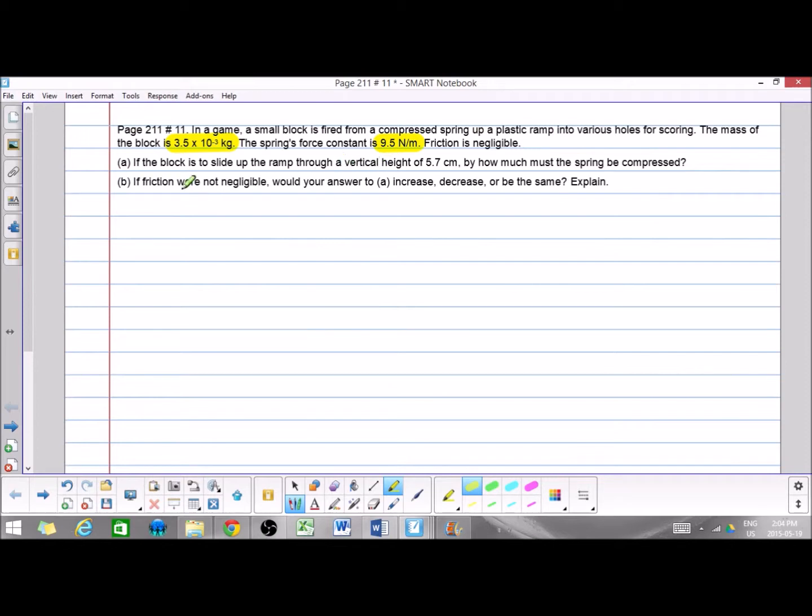The first question we need to answer is, if the block is to slide up the ramp through this vertical height, 5.7 centimeters, how much do you have to compress the spring at the bottom so that it will fire the block to exactly that height? So we will begin, as always, with a system diagram where we can label everything that we know and need to know.